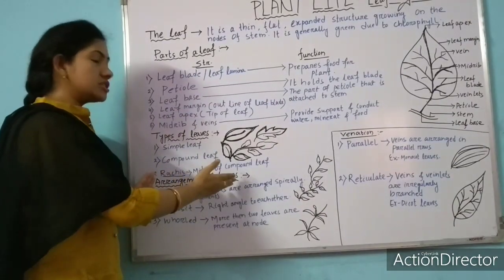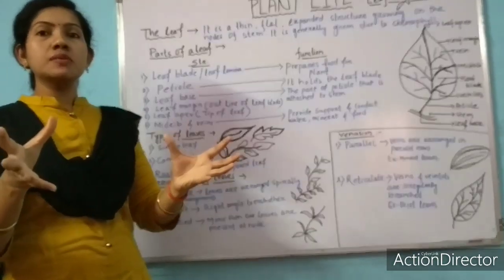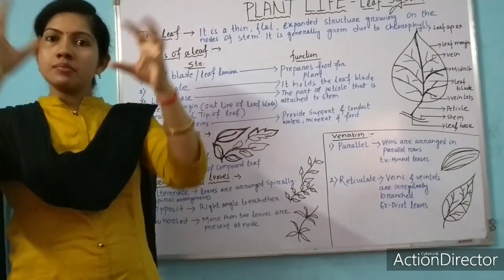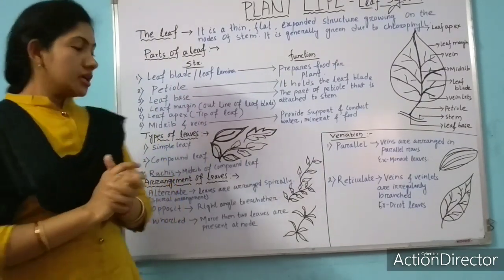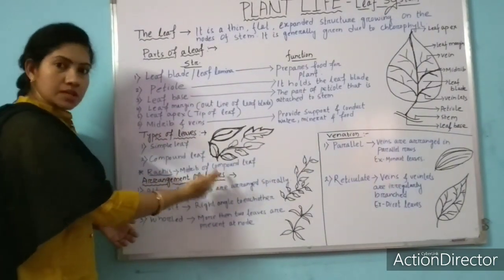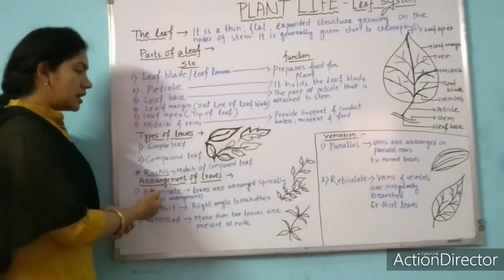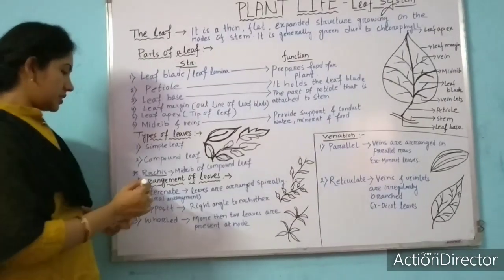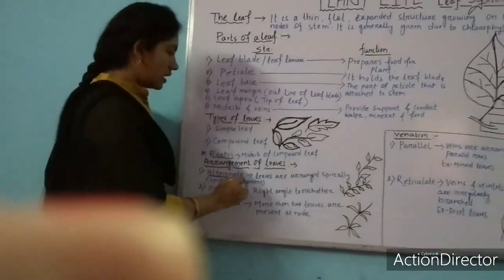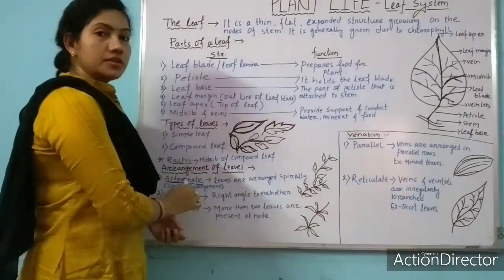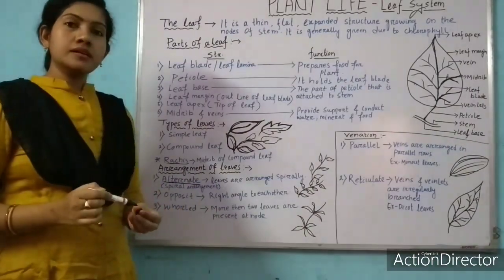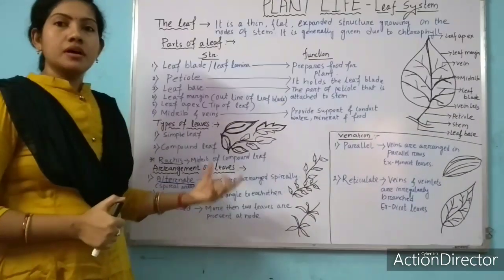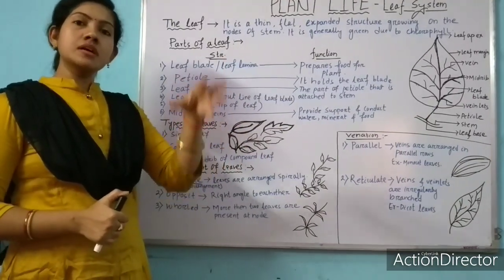Now come to the arrangement of leaves. What are the arrangements of leaves? As I said, why do leaves arrange themselves? To get an adequate amount of sunlight for photosynthesis. There are three kinds of arrangement of leaves. The first arrangement is the alternate arrangement, or alternate leaf. Alternate arrangement we can also call the spiral arrangement.